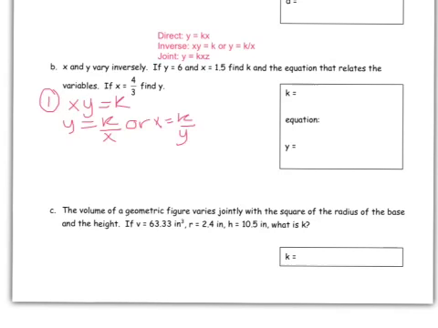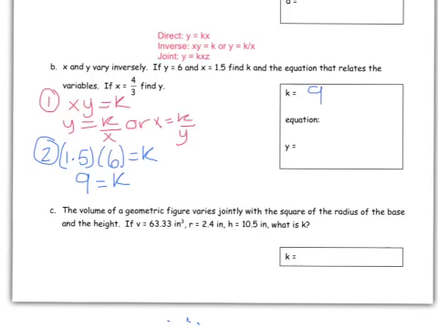Alright, step 2 is to plug in the variables that they give you to solve for k. So it says if y equals 6 and x equals 1.5, find k. So 1.5 is x, and y is 6, and I'm going to use those to find k. 1.5 times 6 is 9, so now I know that k equals 9.